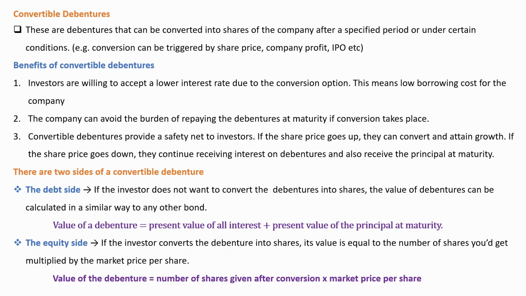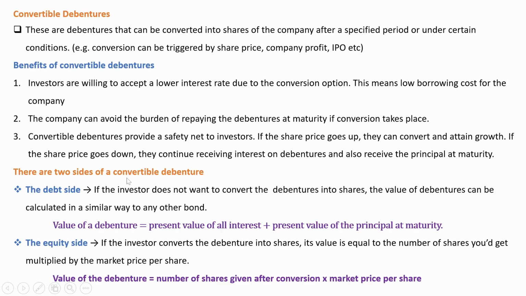So what will determine whether investors will convert them into shares? Mostly, it is the share price. If the share price is very attractive, then the investors will gain by converting the debentures into shares. But if the share prices are very low, then the investors will lose if they convert debentures into shares. So the best option in that case would be to keep them as debentures. So those are just a few benefits of convertible debentures.